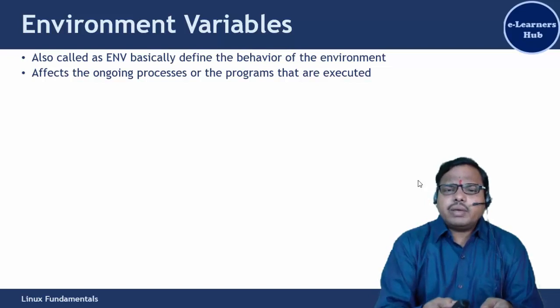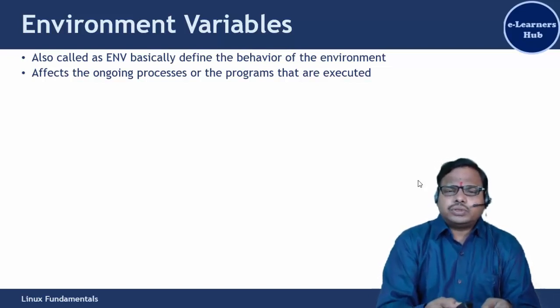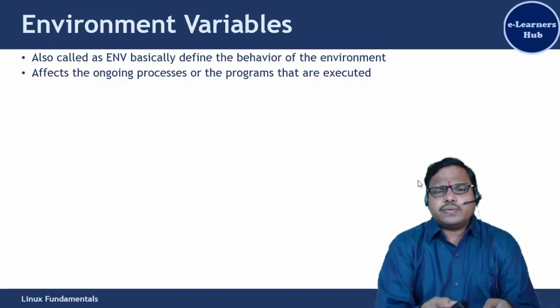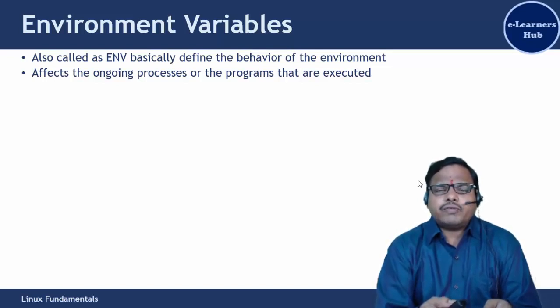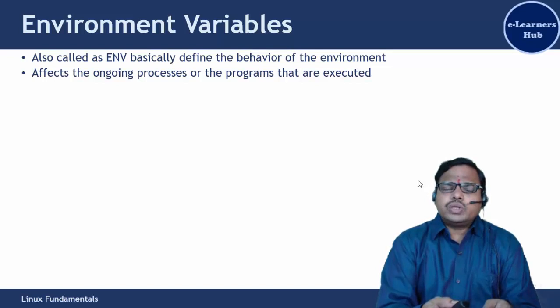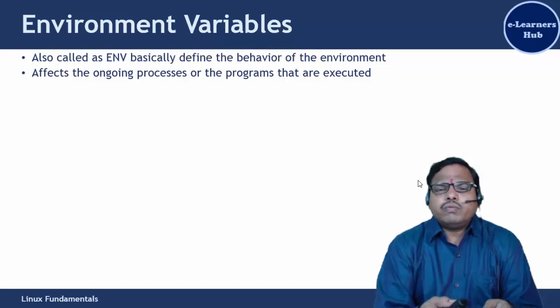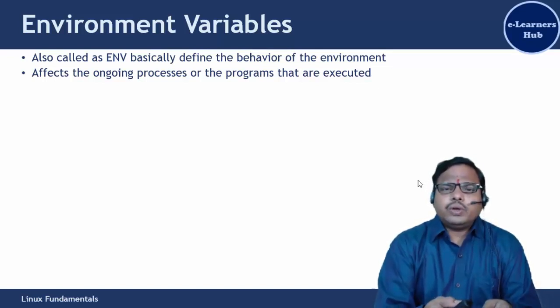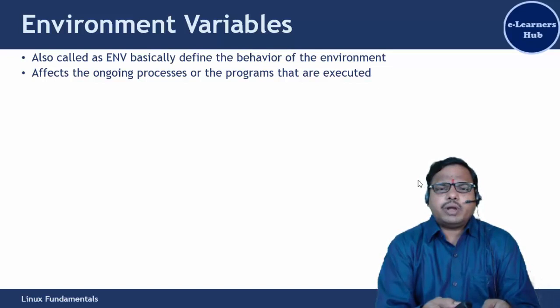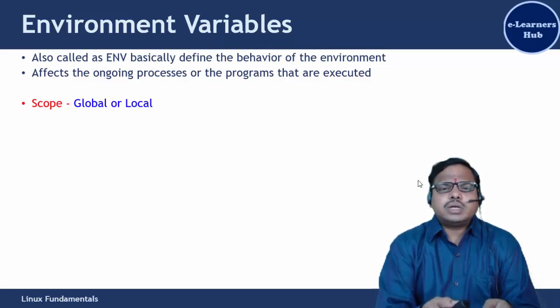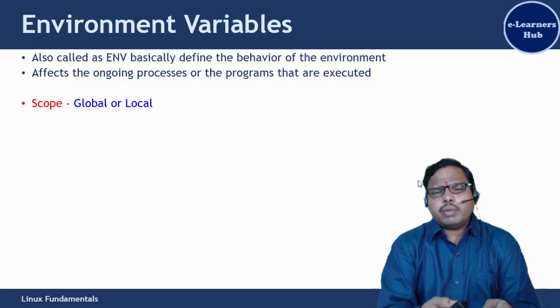The environment variables basically affect the processes and the programs that are executing in the system. Maybe you can set the path of an application and use the application through that path without going to its physical location. This is how we can use the environment variables. PATH is one of the environment variables. The environment variables are written in capital letters, and we can have global or local environment variables.